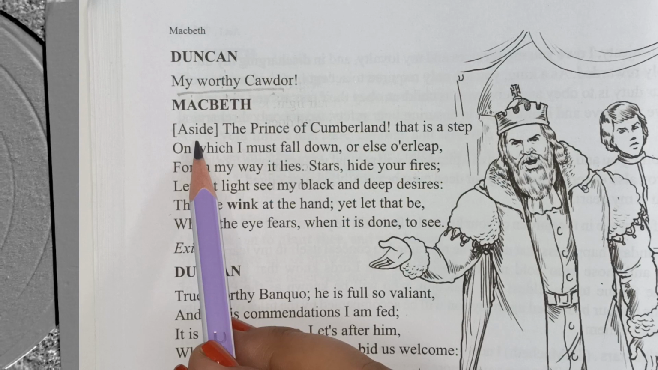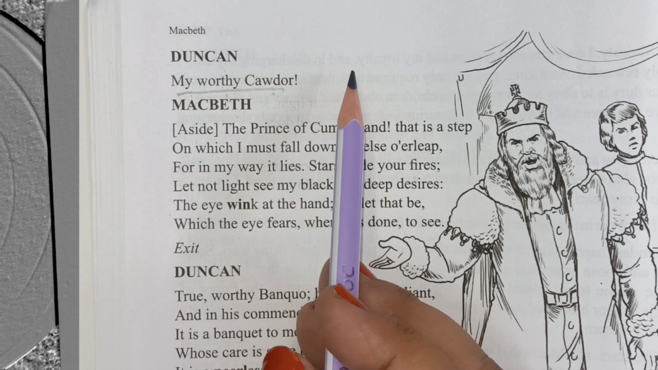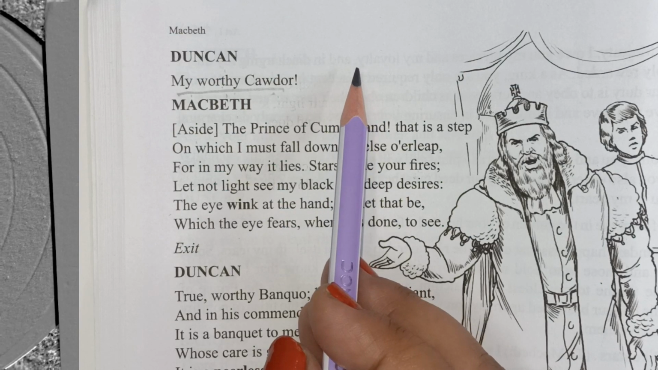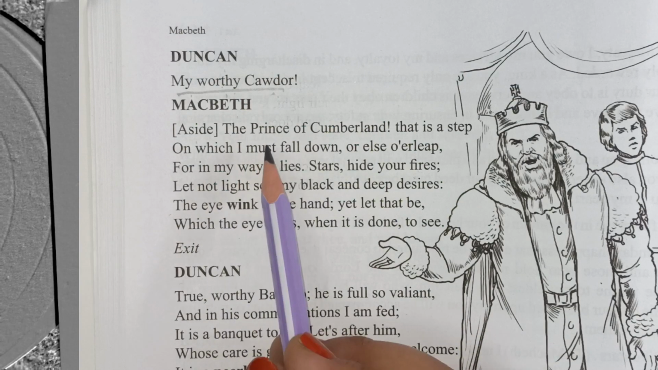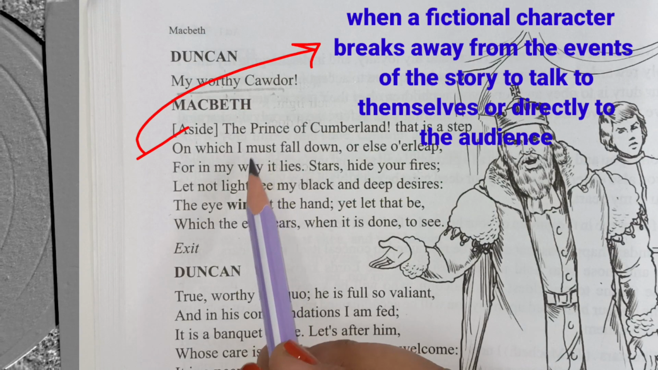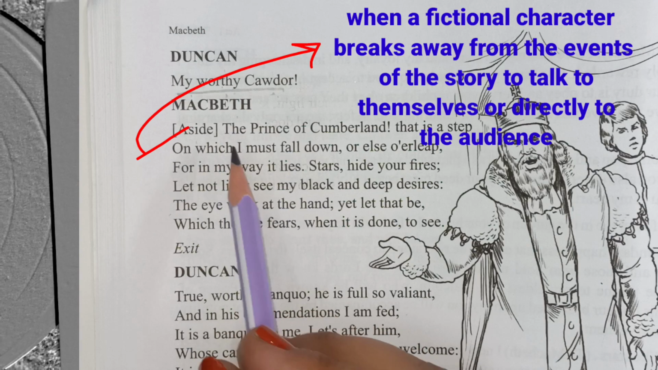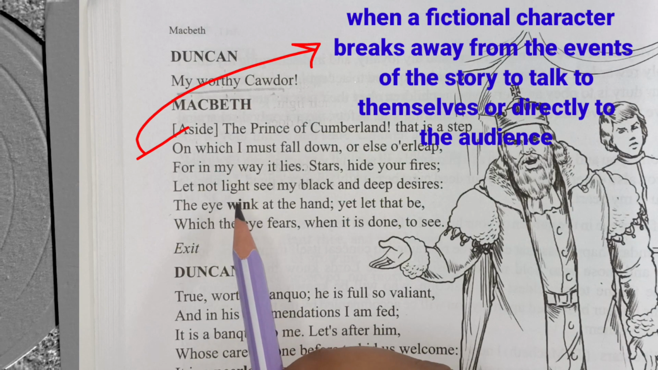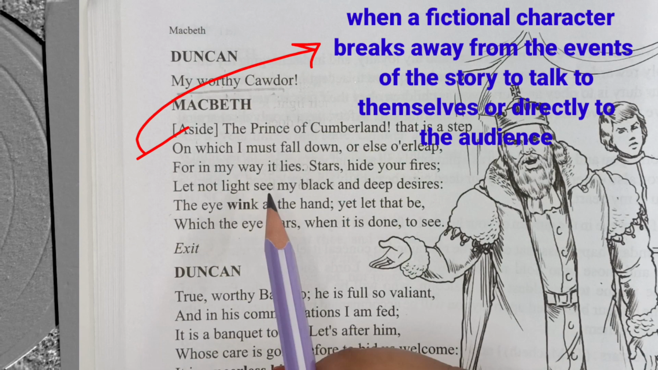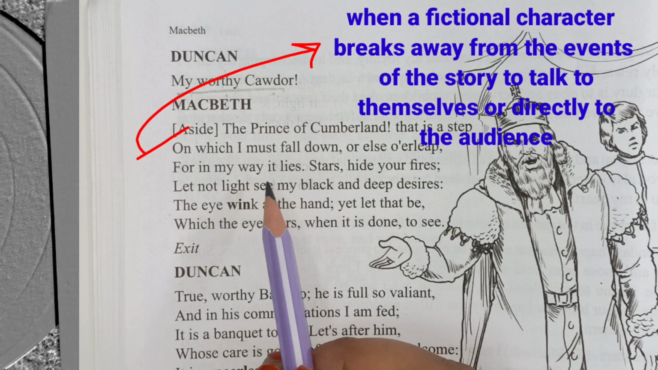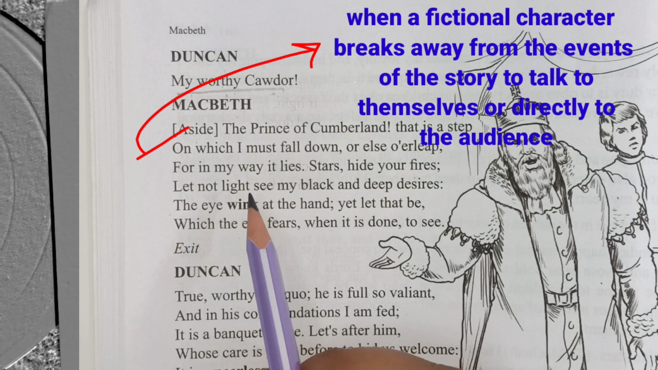In the previous video, I had given you the definition of aside. Once again, the definition is there on the screen. Have a look. The character speaks and we get to know the feelings, the thoughts of the character. Here we get to know the thoughts of Macbeth. As the spectators, as the audience, we get to know what Macbeth is thinking.